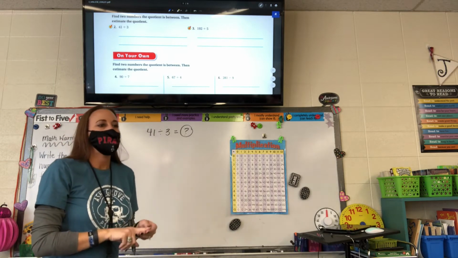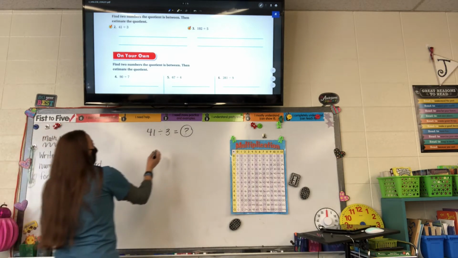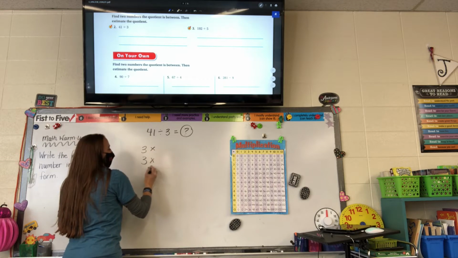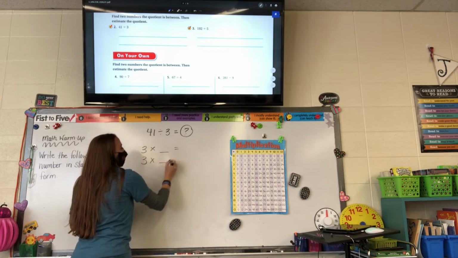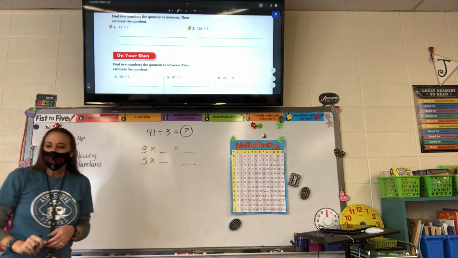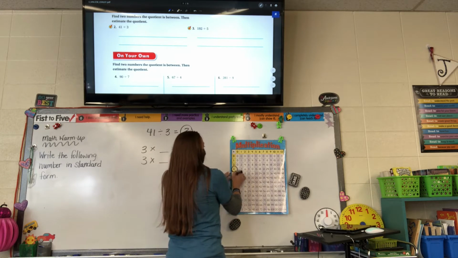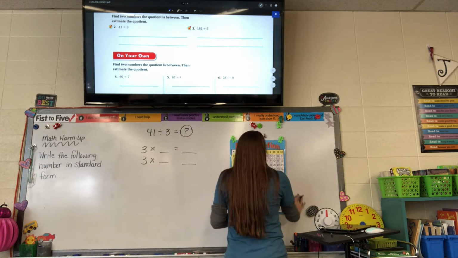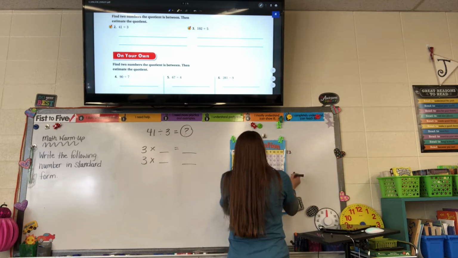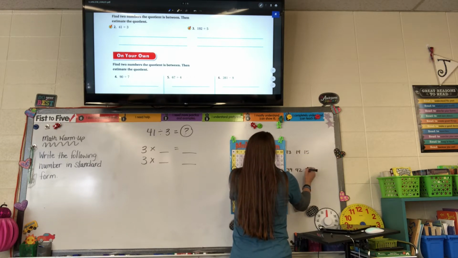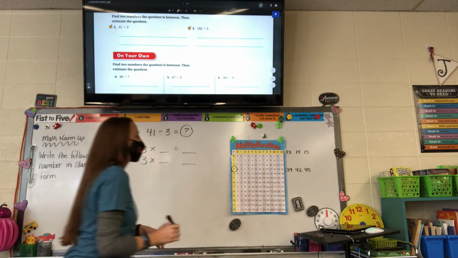No. I definitely agree. So we're going to start multiplying 3 times numbers we choose to try to get close to 41. If you go to your multiplication table and you find the 3 row, and your multiplication table goes up to 15. So 3 times 13 is 39, 14 is 42, 15 is 45. Is that what yours looks like? Yes. Okay, good.